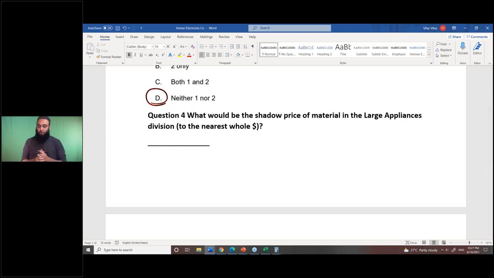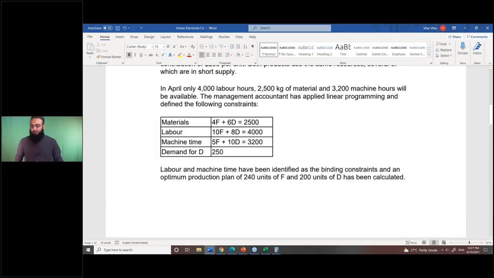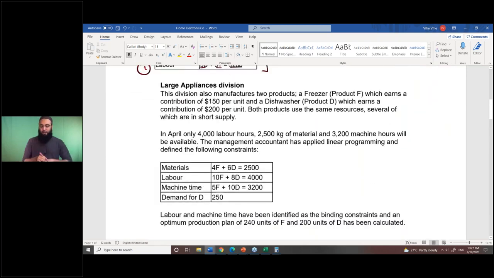Wow, what a good question this is. What would be the shadow price of material in large appliances division to the nearest whole number? It's a funny question. Now you will tell me the answer, okay? See, large appliances. Let's read about large appliances. This division also manufactured two products, freezer and dishwasher, which earns a contribution of 150 and 200 respectively. Both products use same resources, several of which are in short supply.